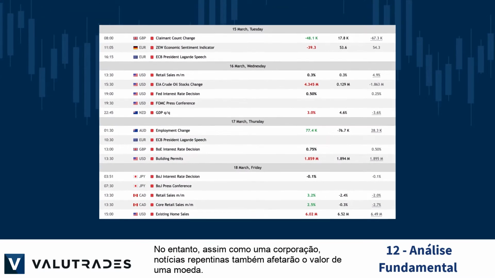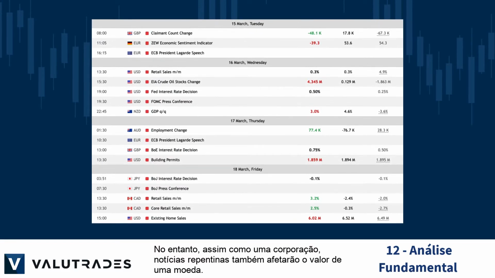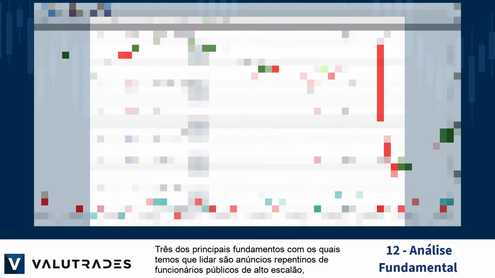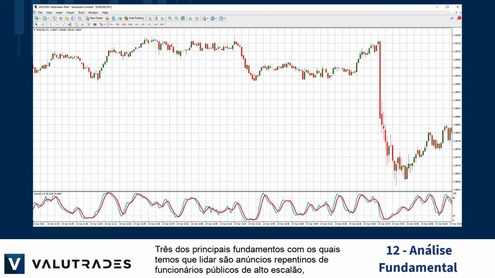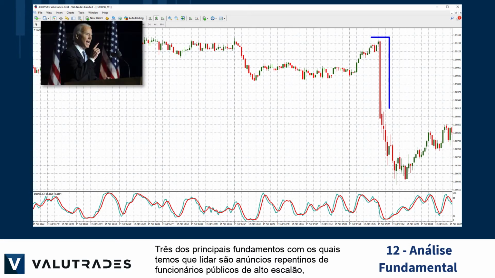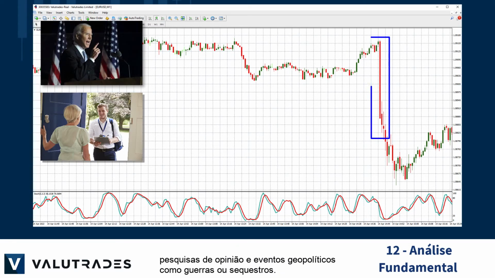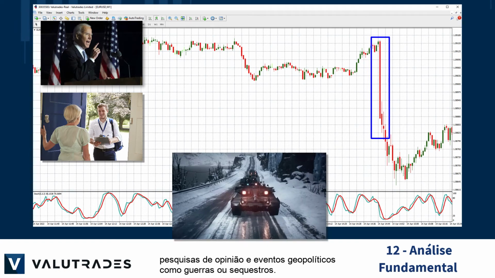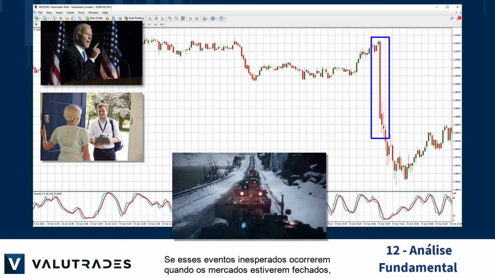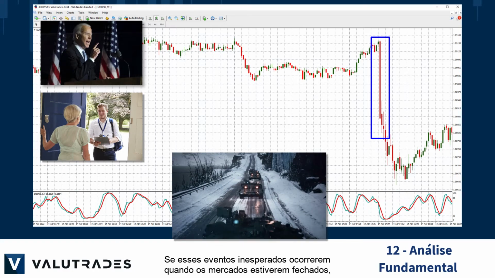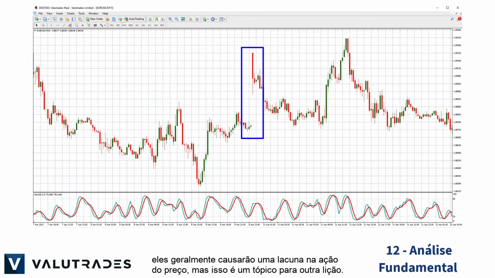However, just like a corporation, sudden news will also affect the value of a currency. Three of the key fundamentals that we have to deal with are sudden announcements by high-ranking public officials, opinion polls, and geopolitical events like wars or hijackings. If these unexpected events occur when markets are closed, they often cause a gap in price action, but that is a topic for another lesson.